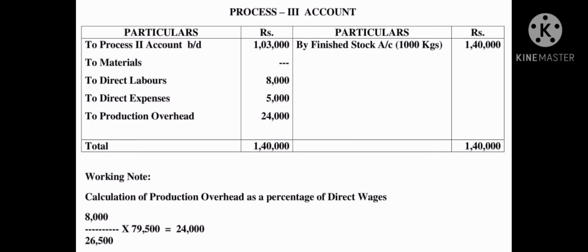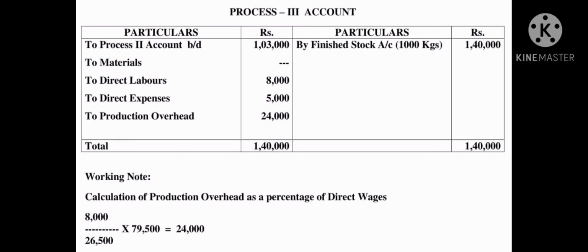That means the total value that we have noticed on the debit side, 1,40,000, is neither carried down nor brought down, because that 1,40,000 is to be transferred to, or considered as, finished stock account. This is the production of 1,000 kilograms. So that's why it is mentioned as finished stock account for 1,000 kgs, 1,40,000 rupees. So by this the sum comes to an end.